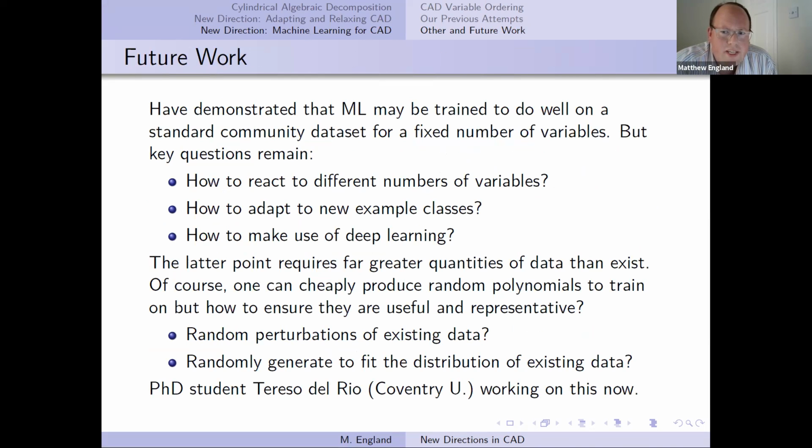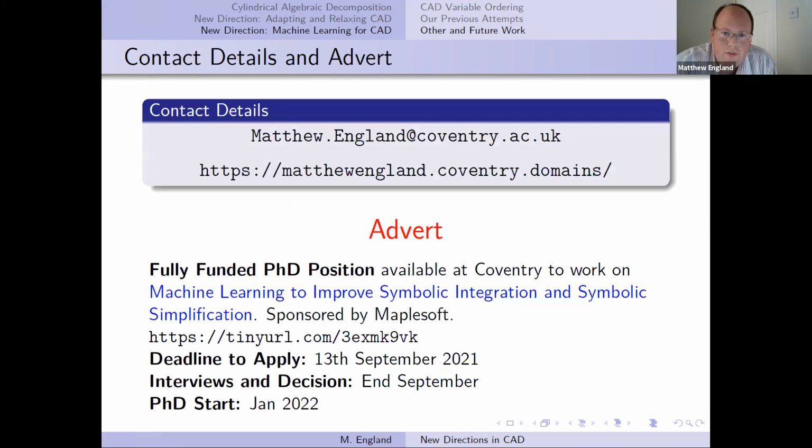But a key question here is how to get the data to do our machine learning. In algebra and geometry, we don't have data sets large enough to perform the deep learning that would really be the optimal way to do this problem. So the machine learning experiments that I didn't have time to describe use classical machine learning algorithms; deep learning remains out of reach because of this data problem. Now, of course, we can randomly generate polynomials, but there are key questions about how to do that in a meaningful way. And we have a PhD student at Coventry working on this right now.